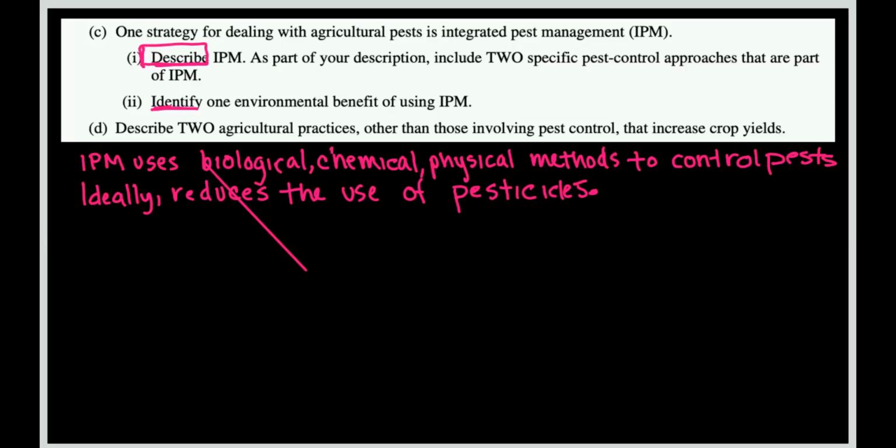So some of the examples that we could use as part of IPM. Again, if this was an FRQ, I would say some examples are, but I'm trying to make it a little easier for you guys to see. You could introduce pest predators. That doesn't use pesticides, but it is a way to reduce pests. Another thing you could do was, like I said, crop rotation.